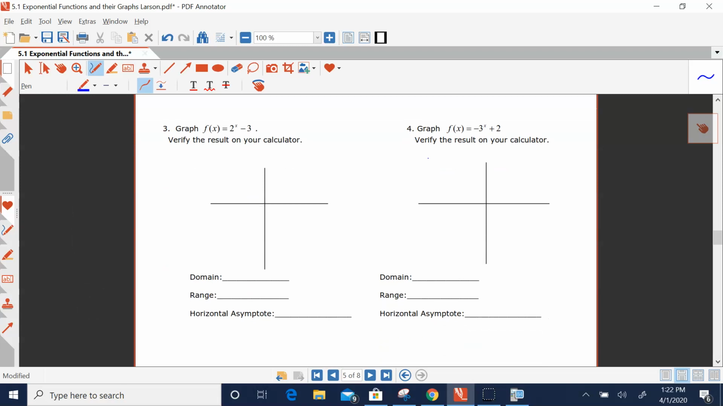So let's do some graphing. Why don't you work on graphing these on your calculator? And then we're going to go ahead and state the domain, the range, and the horizontal asymptote. So take some time to do that and pause the video and then come back and check your work.